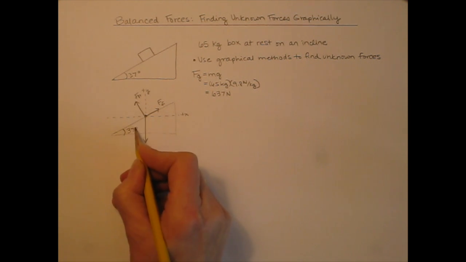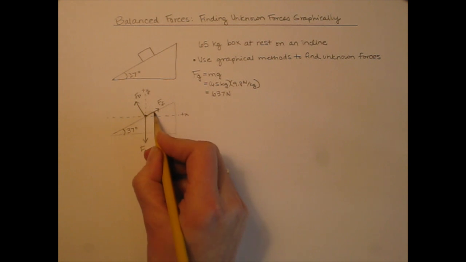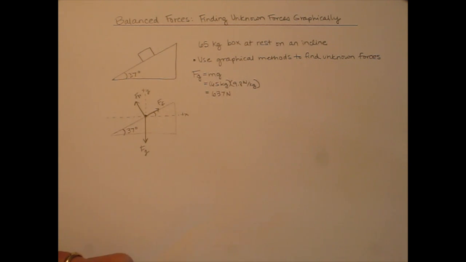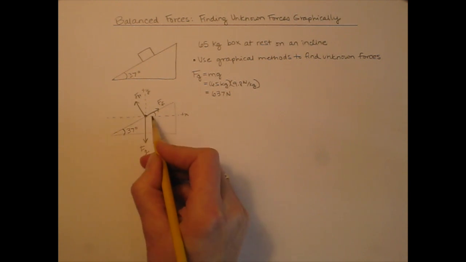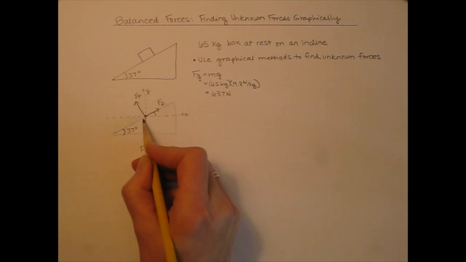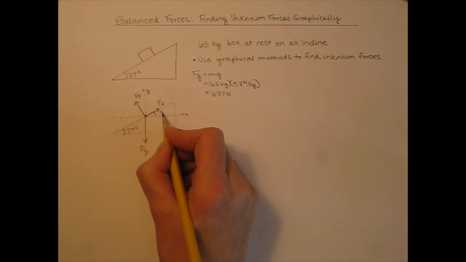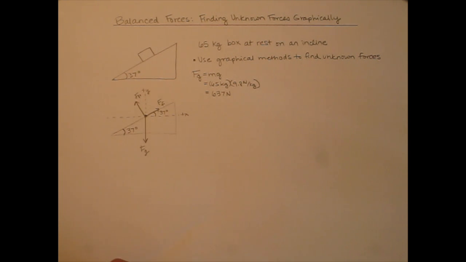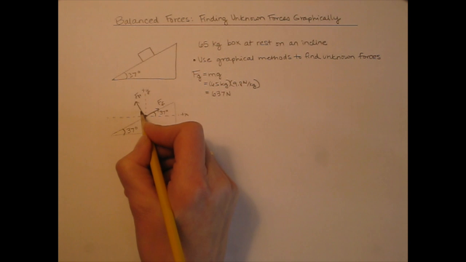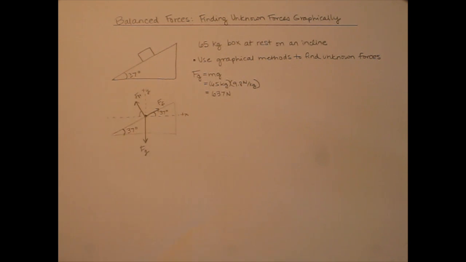If this angle is 37 degrees, what would this angle be for the force of friction? Well, these look like similar triangles here, so this is also going to be 37 degrees. We're also going to need to know this angle for the normal force. Use geometry and figure out what that angle is.